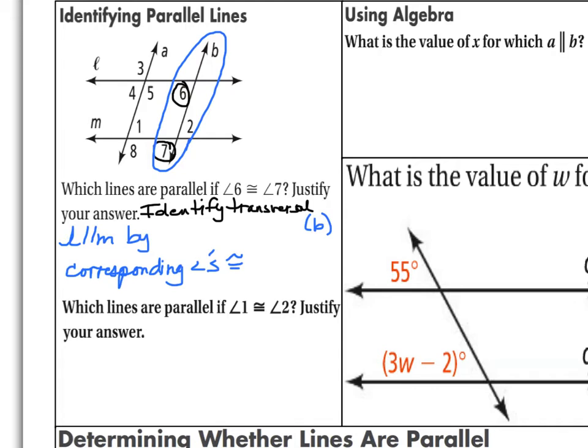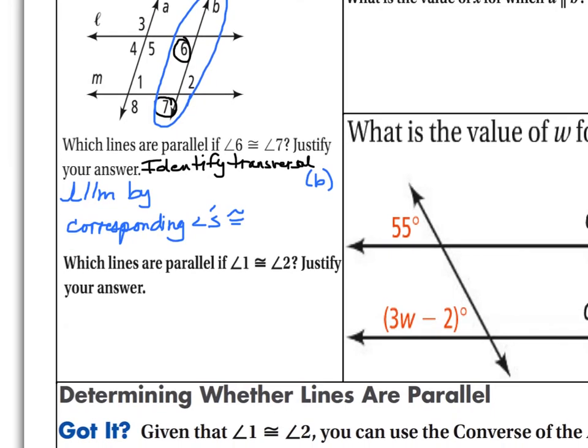Okay, so hit pause on your video and take a look at this second problem and see if you can answer the second problem, and then check back and see if you got it correct.